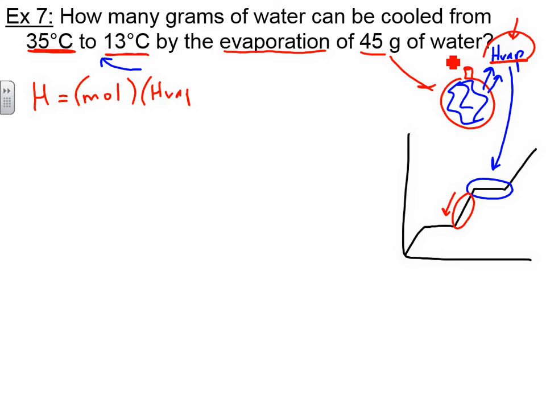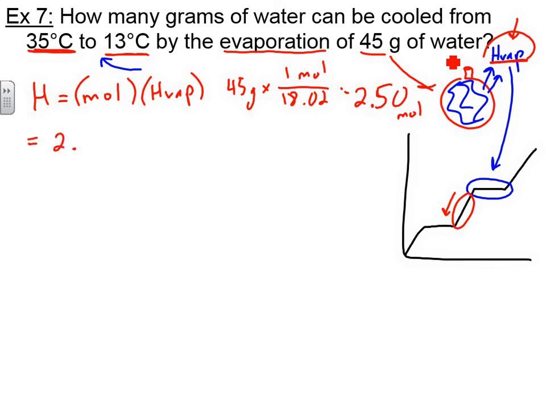So in our case, 45 grams of water has to be converted to moles. So we got 45 grams, and we got 18.02 grams in a mole of water. So how many moles of water do we have there? Looks like it's going to be almost 3. So we got 45 divided by 18.02. Actually 2.5, 2.49, so 2.50 moles of water. Looks like that's how many moles of water we have.